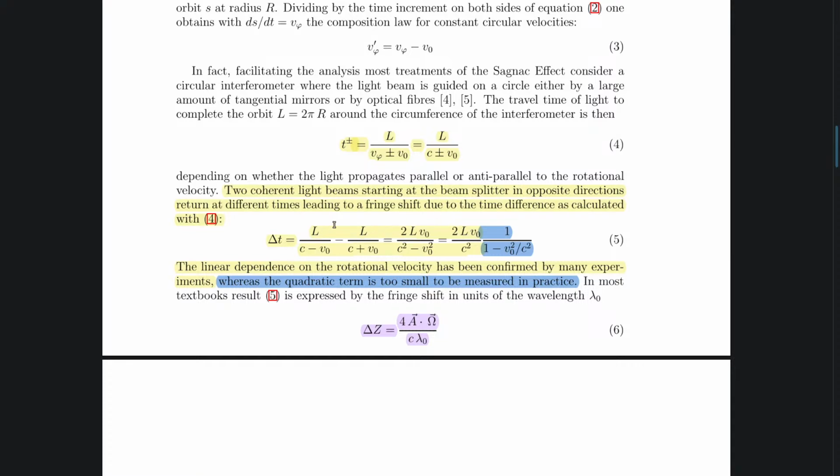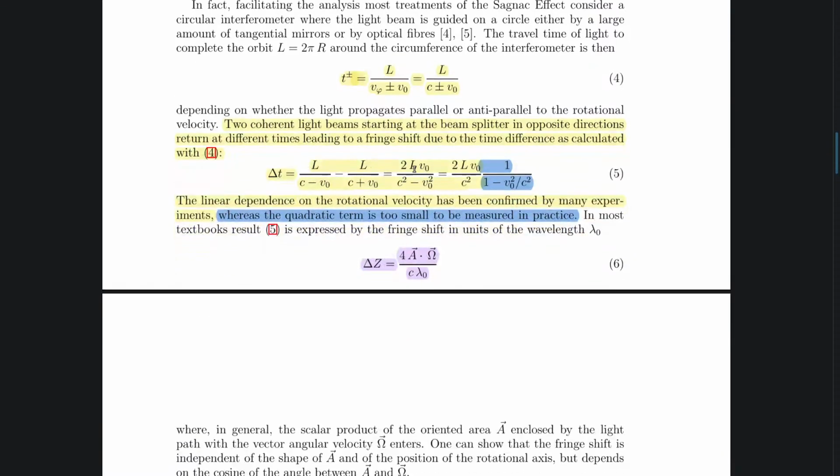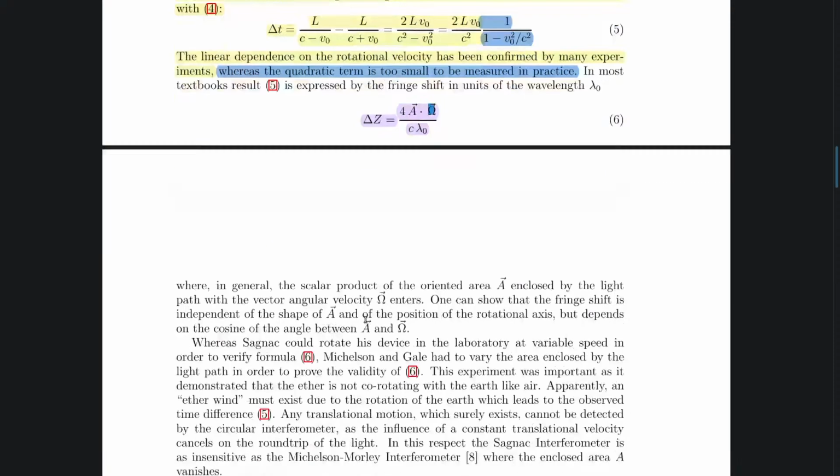So we have the timing difference as the mirrors move away from the apparatus, and the quadratic term here is too small. It cancels out. You remember our boy gamma factor, length contraction, time dilation? Not an applicable term. We're only concerned with this. This reduces down to 4 times the area times the rotation rate over the speed of light times the wavelength, and that will give you the predicted change in wavelength as a ratio of the area that light had to travel and the rotation rate.